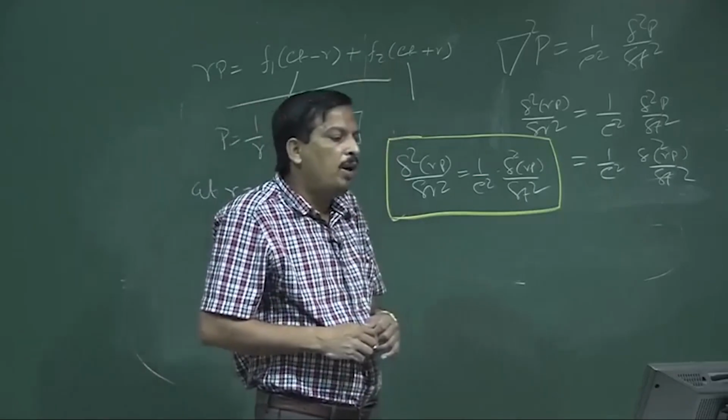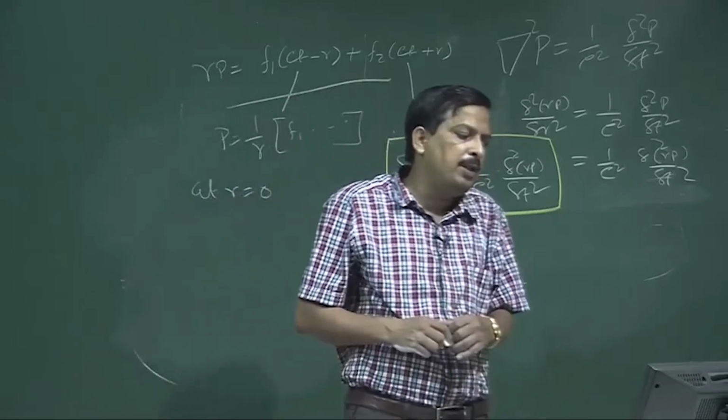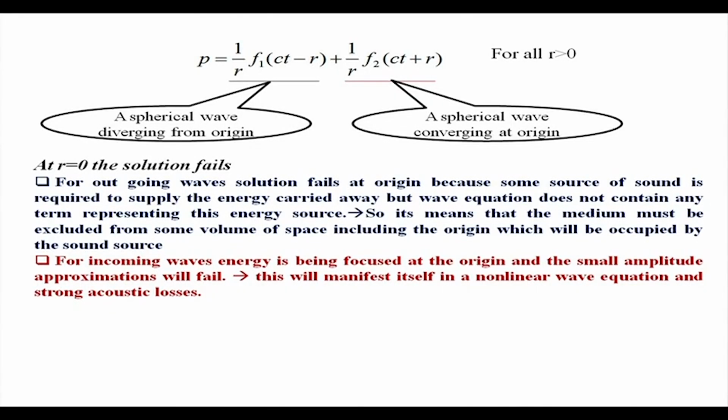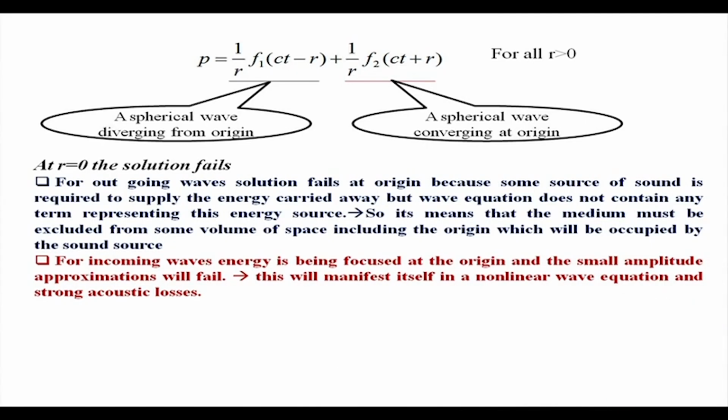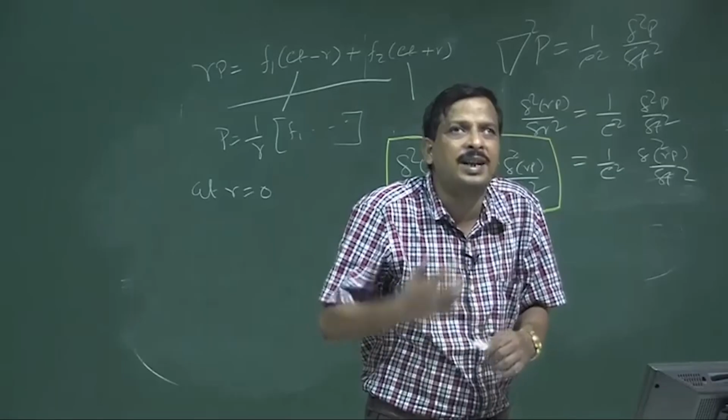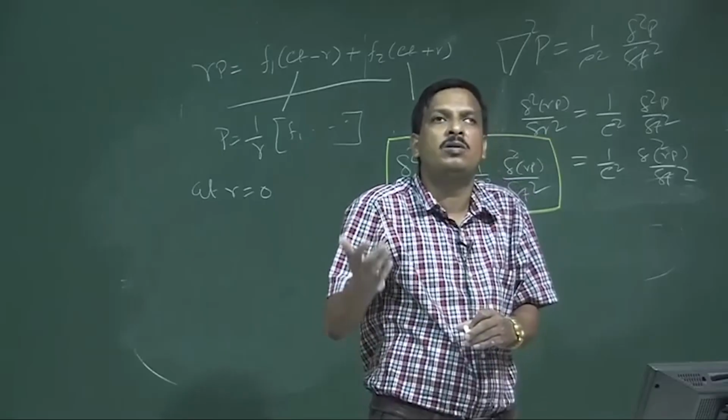Now, in case of the converging wave, it also fails. The explanation is that for an incoming wave, energy is being focused at the origin, and the small amplitude approximation will fail. This will manifest itself in a nonlinear wave equation and strong acoustic losses. Okay. So, this is the physical meaning of r equal to 0.